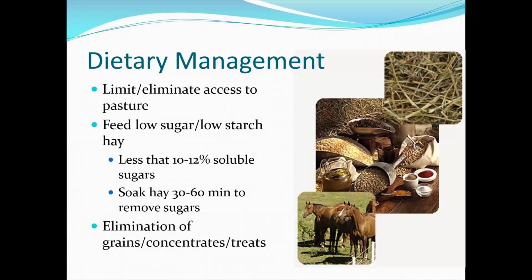As far as grains, concentrates, treats, we want to eliminate as much of that as possible. There's so many grains on the market now that are marketed as low starch, low sugar. So we just need to make sure we're getting one that's actually low starch. So finding something that's less than 12% is ideal. So that can be a ration balancer, that can be a well-starved low starch, lots of different options out there.